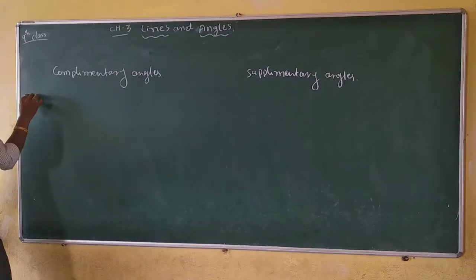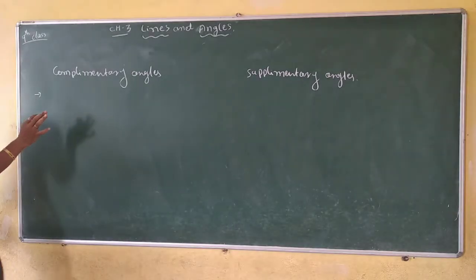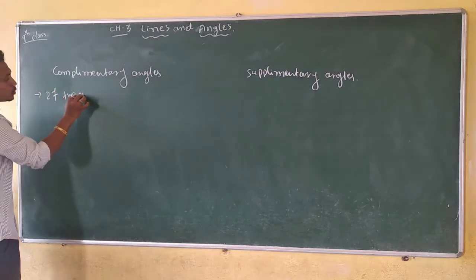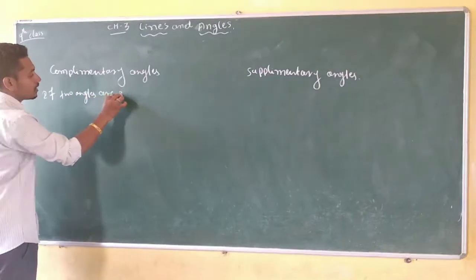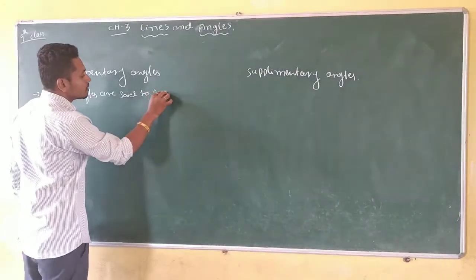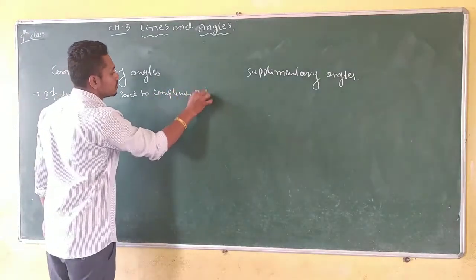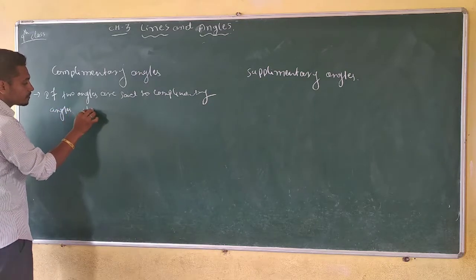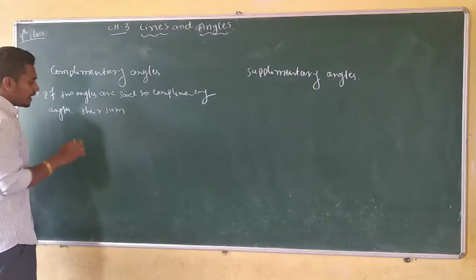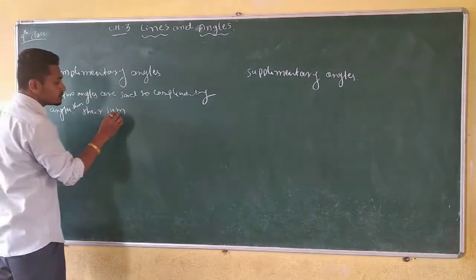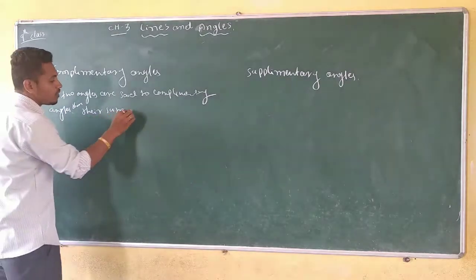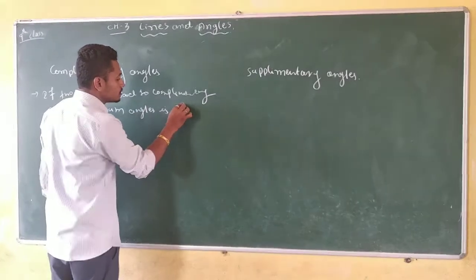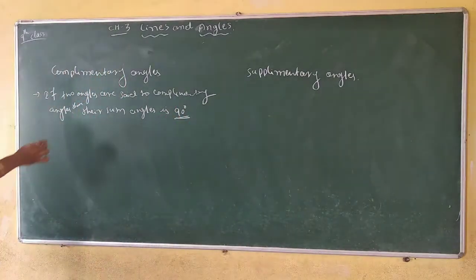See here the definition. If two angles are said to be complementary angles, then their sum should be 90 degrees. Okay, so take one example.